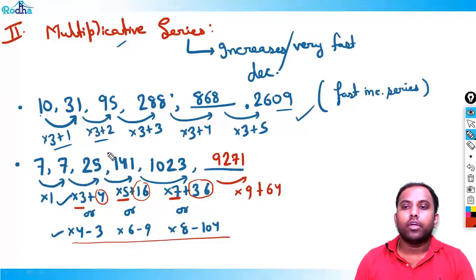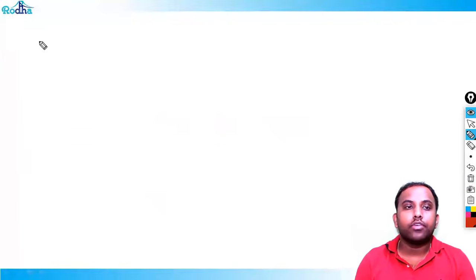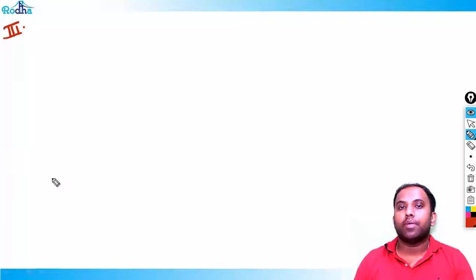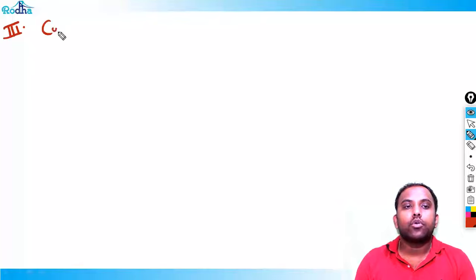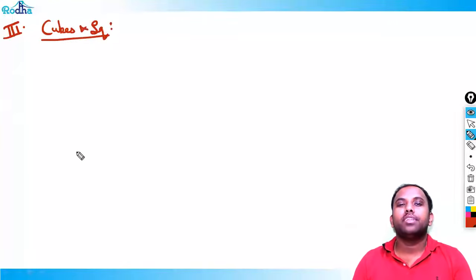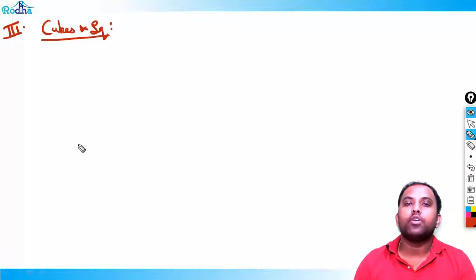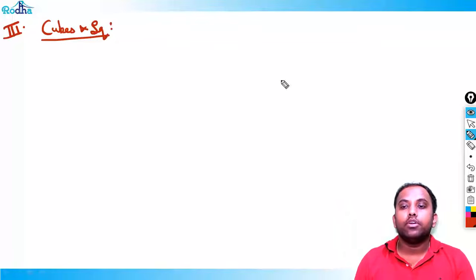Now the third one. I will just go through all the basic types, and then we'll solve practice problems. Third is a kind of cubes and squares based series. By cubes and squares, I don't mean the normal 2 square, 3 square, which is a pretty common series. What I actually mean is series that you have to remember.